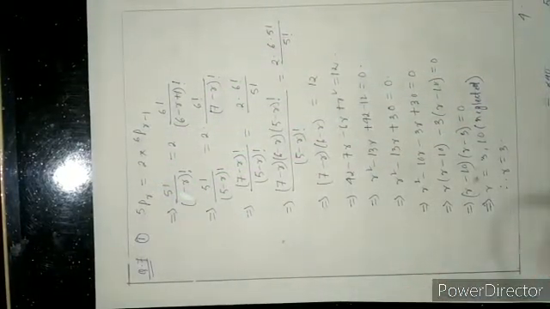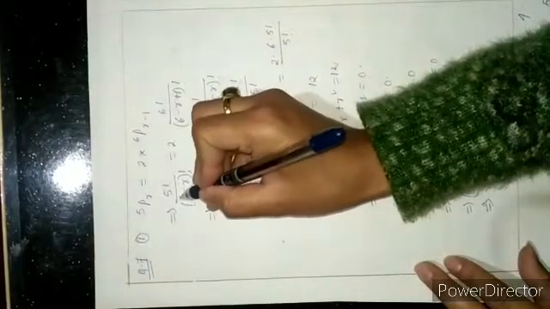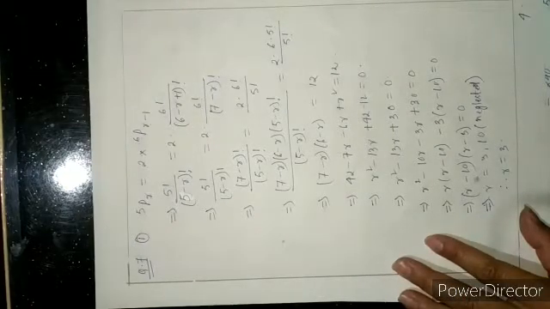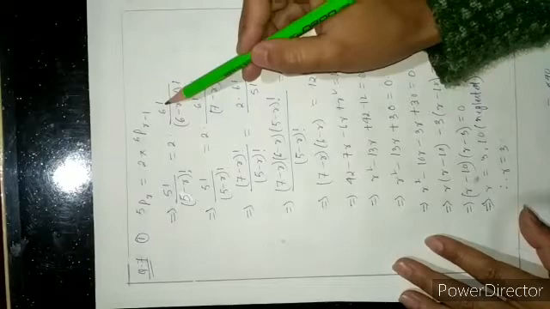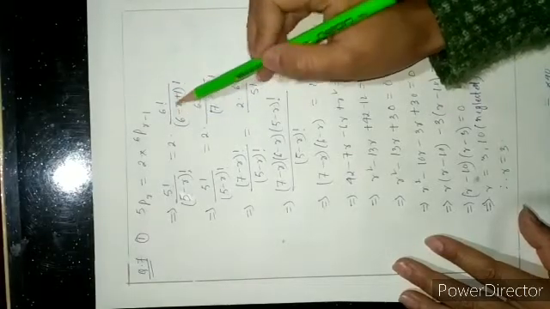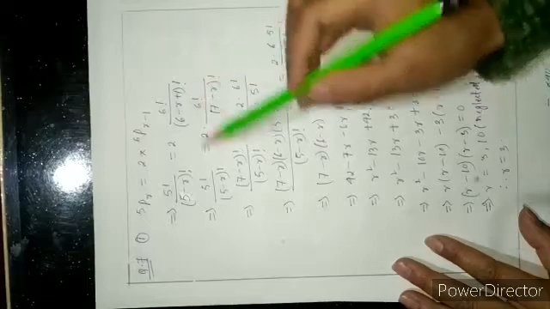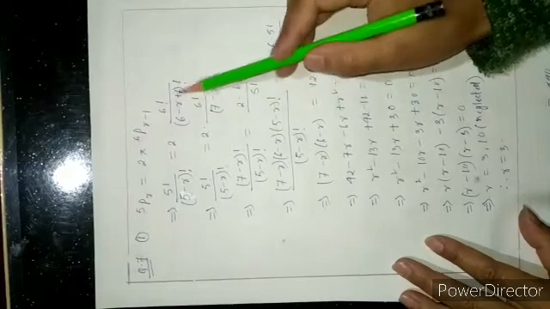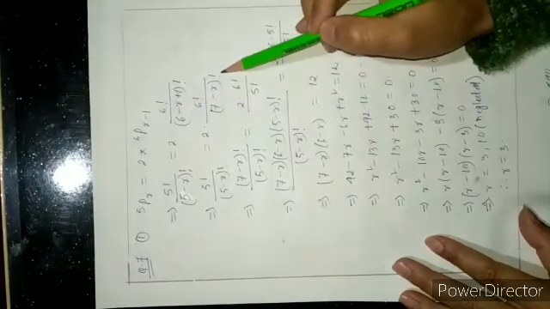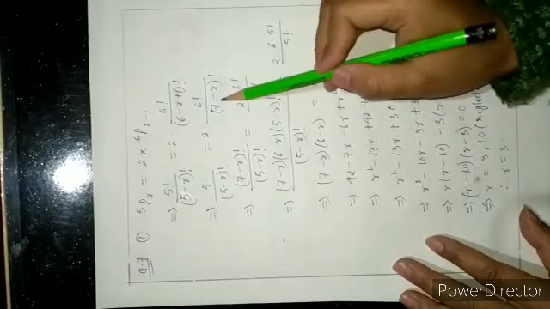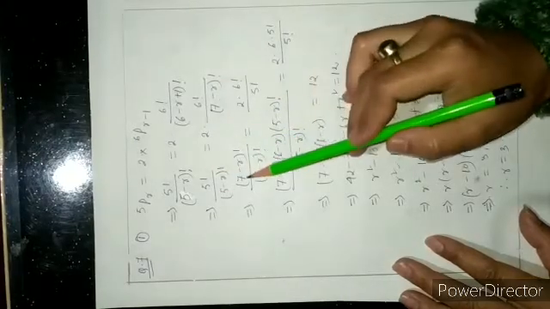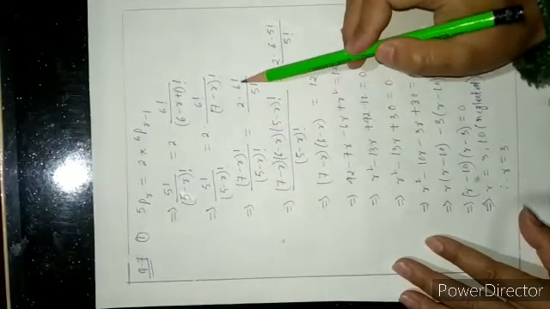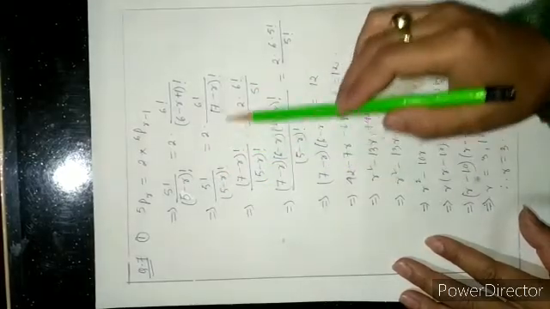5Pr is 5 factorial divided by 5 minus r factorial, which is equal to 2 into 6 factorial divided by 6 minus (r minus 1) factorial, that is 6 factorial divided by 7 minus r factorial. By cross multiplication, 7 minus r factorial divided by 5 minus r factorial is equal to 2 into 6 factorial divided by 5 factorial.